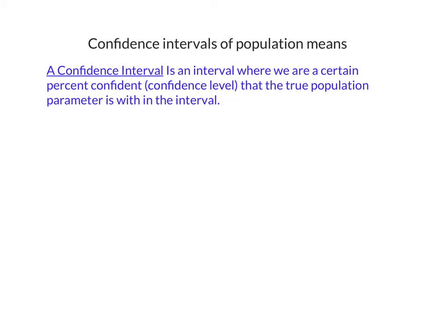A confidence interval is an interval where we are a certain percent confident, that is called the confidence level, that a true population parameter is within the interval. What this means is that we will find a sample statistic, and then we will evaluate the sample statistic with a confidence level, meaning a percent we are confident that our population parameter is within a certain interval. So what I like to do is look at this as a normal distribution.